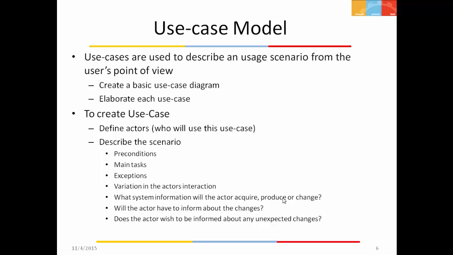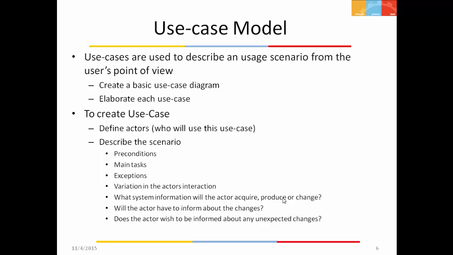Then describe the scenario. This description is a bit structured. You describe the precondition which must be satisfied so that this scenario takes place. What are the main tasks in the scenario? What are the exceptions that can happen? And under that exception scenario, what is the system supposed to do? Then different variations in the actor interaction. An actor can interact with the system in different ways. What are these different variations?